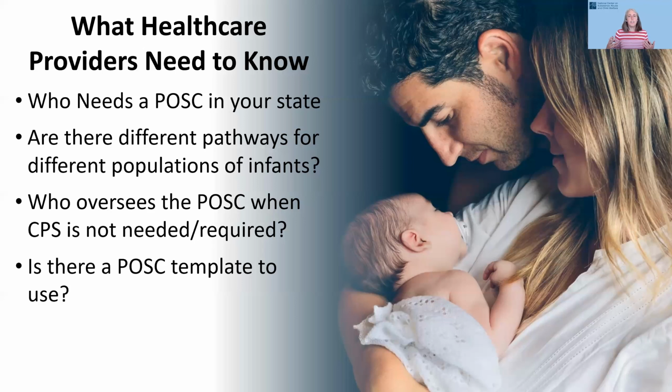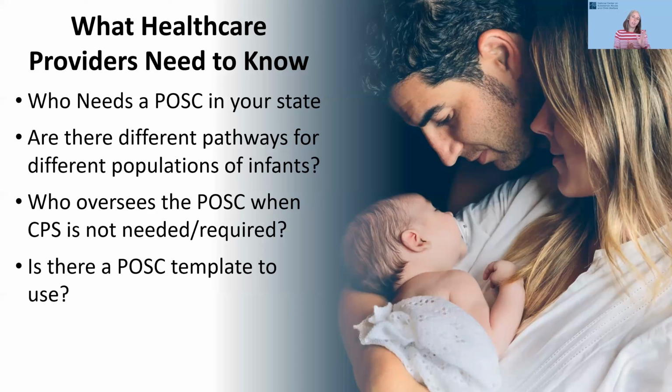Second is that some states have developed different pathways to get to the plan of safe care. I mentioned earlier that there could be some families who need a plan of safe care, but there's not risk or concern about child welfare or the need for child welfare involvement. There's no risk or safety concerns coming up. So some states have said, well, if there's no risk or safety concerns, let's create a secondary pathway that goes to a community provider.